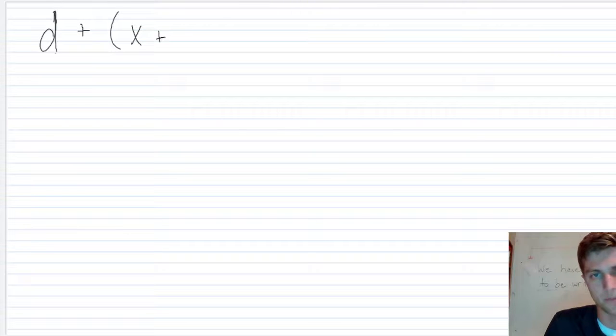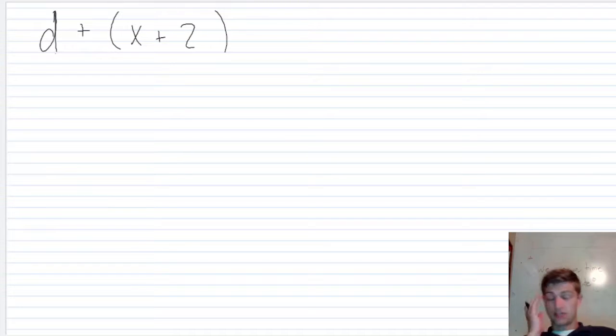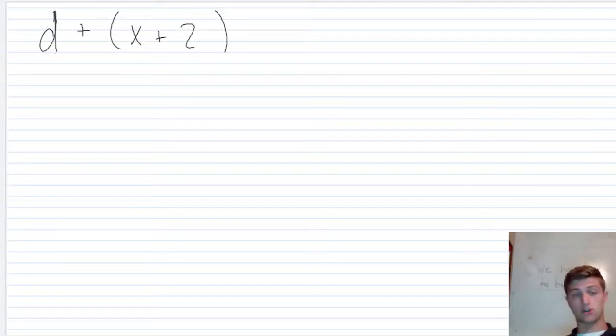So simplifying algebraic expressions. So they give us d plus x plus 2. Order of operations tells us parentheses first. There's nothing we can do this time because we have x plus 2 and there's no way we can add those two things together. So first we need to drop the parentheses, and we can do that by looking at the sign outside of the parentheses. We have a positive, and we'll distribute it through.